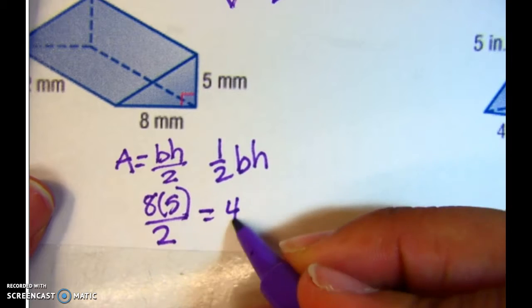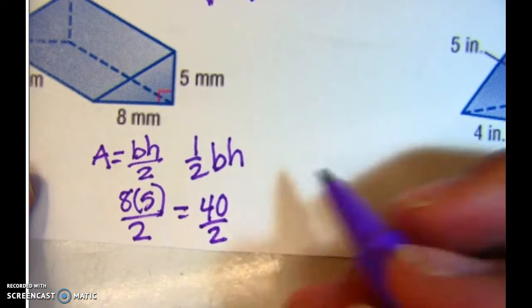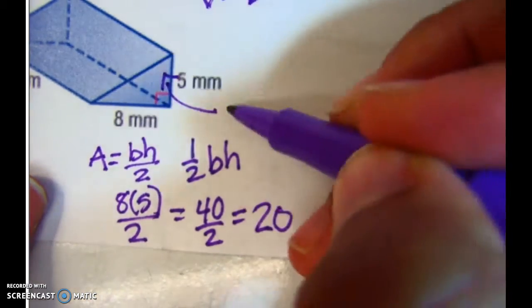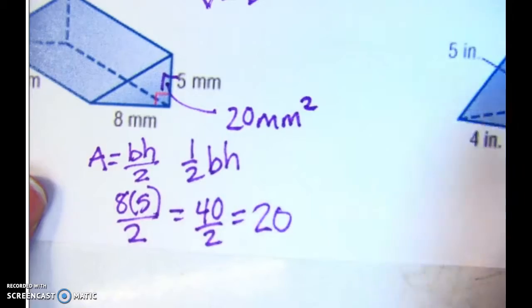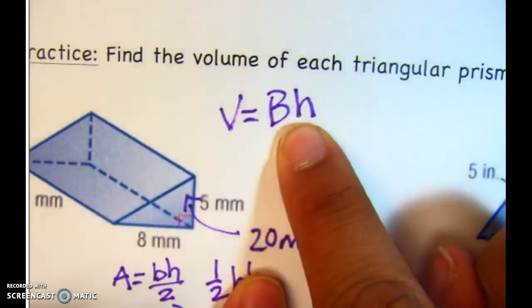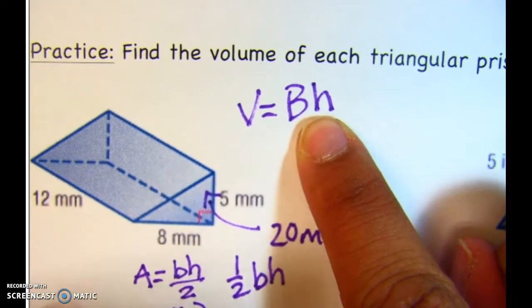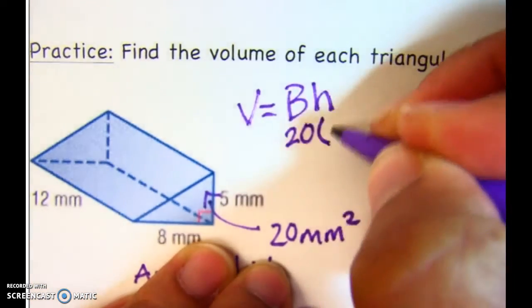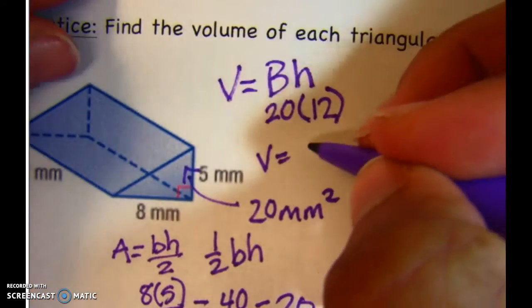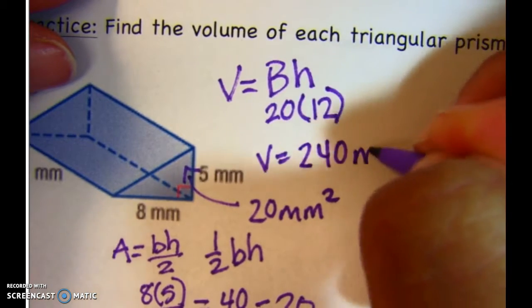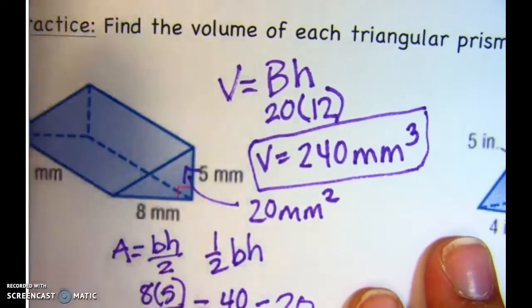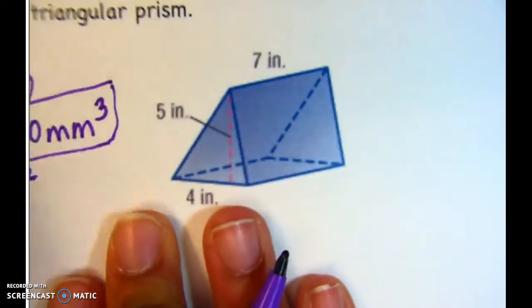8 times 5 is 40, divided by 2 is 20. So I know the area of this triangle is 20 millimeters squared. So I'm going to use that. That's the area of my base. And I'm going to multiply it times the height of the prism, which is 12. And 20 times 12 is 240 millimeters cubed. That's the volume.